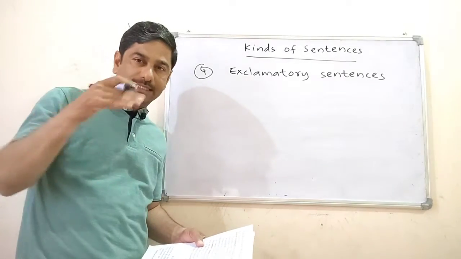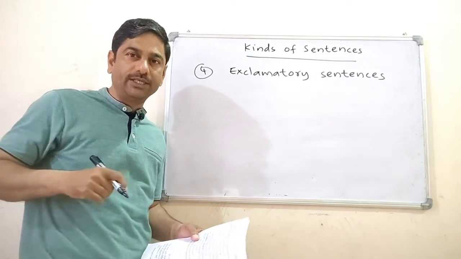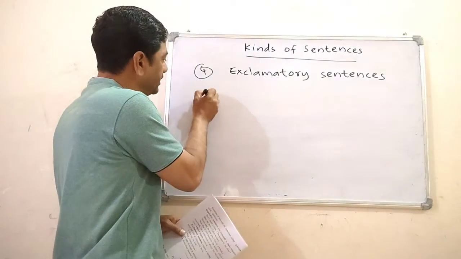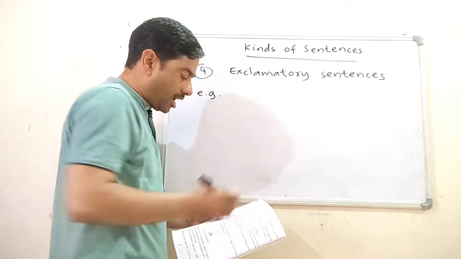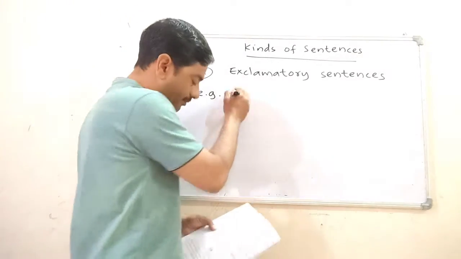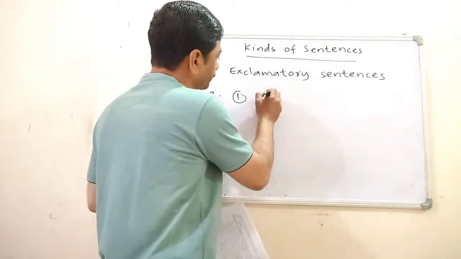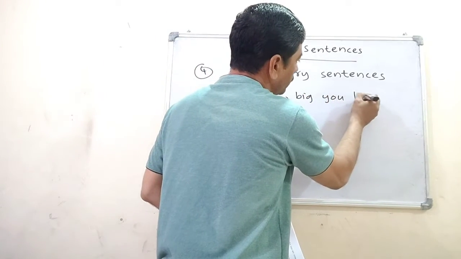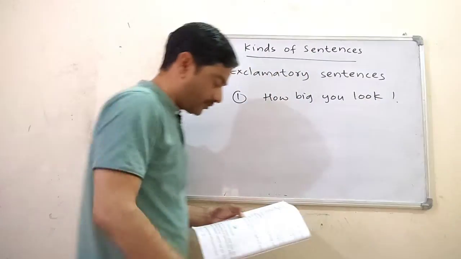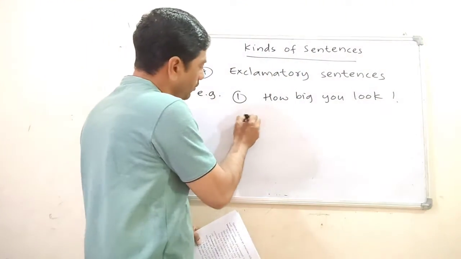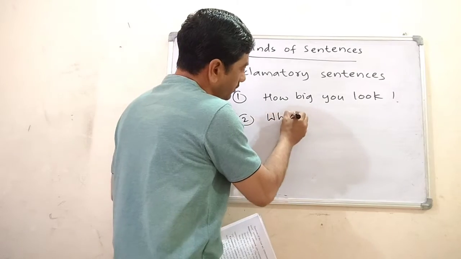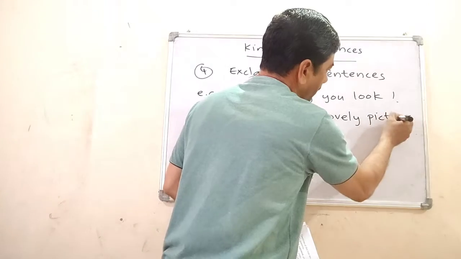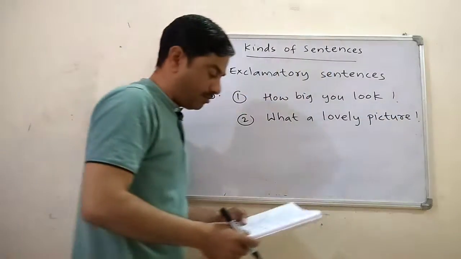As far as imperative sentences are concerned, there is a full stop. Before this we studied imperative sentences, there is a full stop. And for exclamatory sentences, there is an exclamation mark. Example, how big you look! And there is an exclamation mark. What a lovely picture! And there is an exclamation mark.